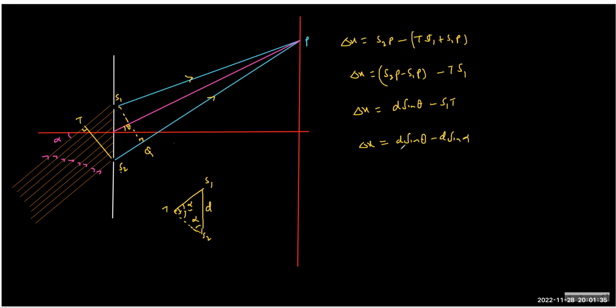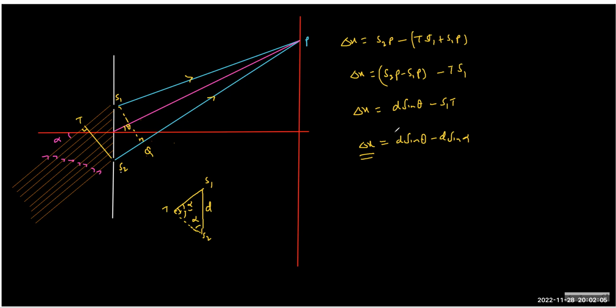If theta equals alpha, then this is delta x equal to 0, no? Yes, sir. So that point represents what? Zero order maximum. Yes, sir. So zero order maxima will happen only when theta equals alpha. Isn't it? Yes, sir. Do you realize this? Yes or no? Yes, sir. So that is the delta x.